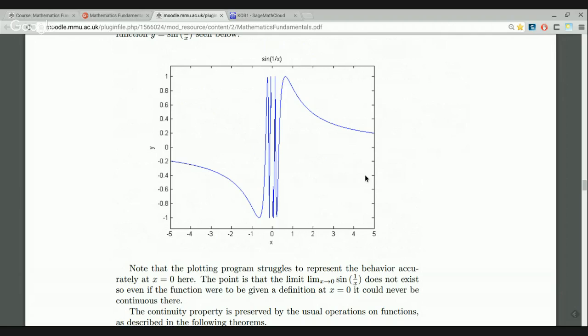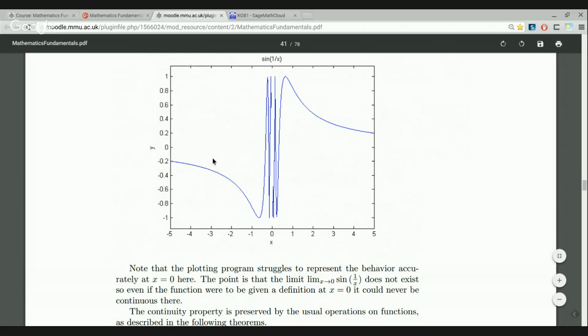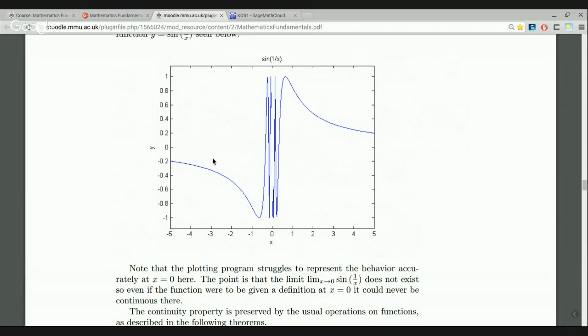So as x gets closer and closer to 0, the 1 over x gets larger and larger, and so sine of that quantity has to go up and down, up and down, up and down, faster and faster. And indeed, the resolution of this plot isn't huge, it's a bit blocky, but even with amazing resolution, it would still break down as you got closer and closer to 0, because the function is trying to go through an infinite number of cycles in just this small space around 0.